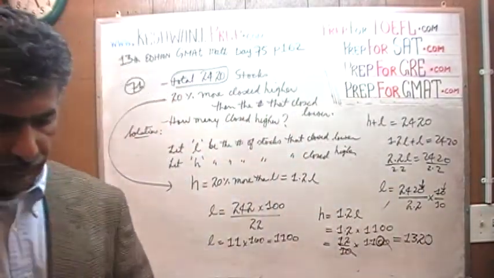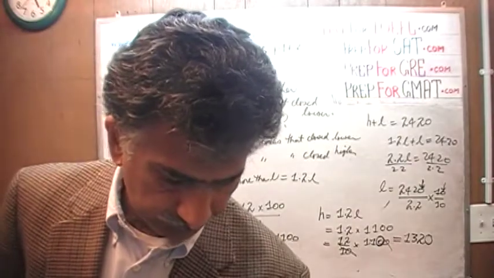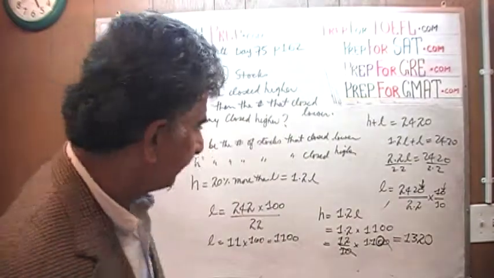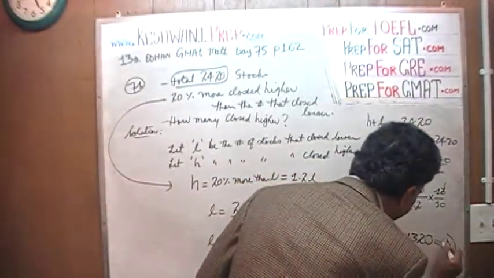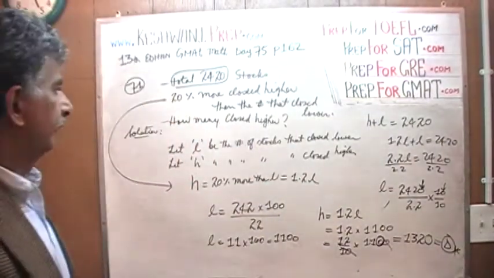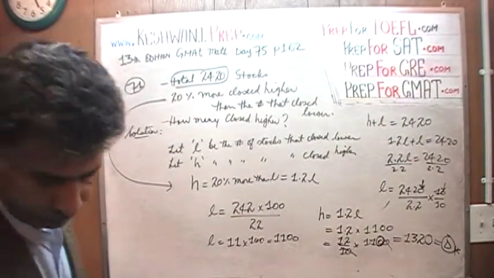Therefore the answer is 1320. The answer is 1320. And that's D. That's answer choice D. And that's all it is. That's it, we are done with it.